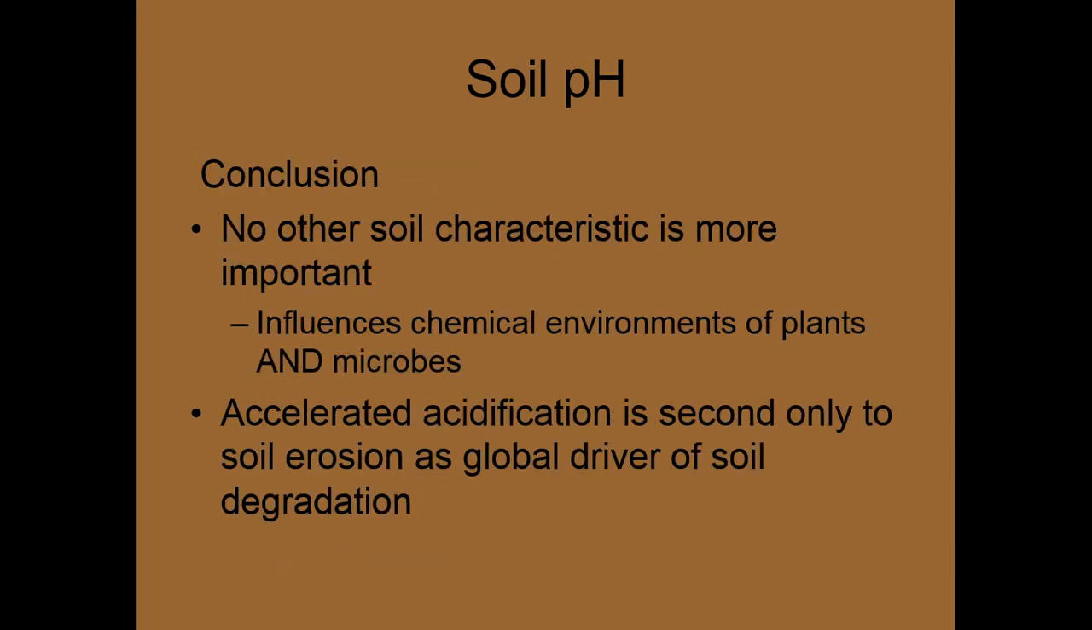So, conclusion on soil pH: no other characteristic is more important. It influences chemical environments of plants and microbes. And accelerated acidification is second only to soil erosion as a global driver of soil degradation, and this is in an agricultural setting. If you remember from our erosion talk, soil degradation can be linked to a collapse of societies historically, and so soil acidification is a really important topic to be understood and talked about when we talk about preserving our soil quality.